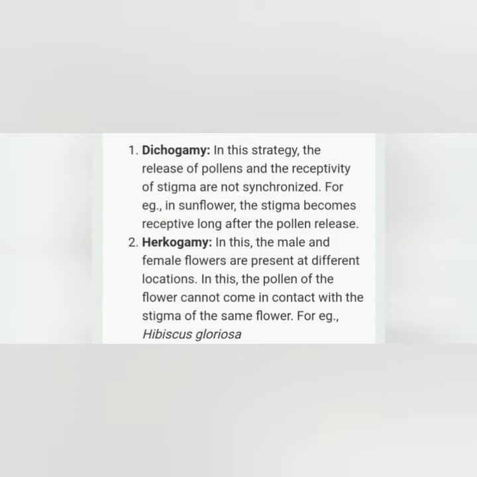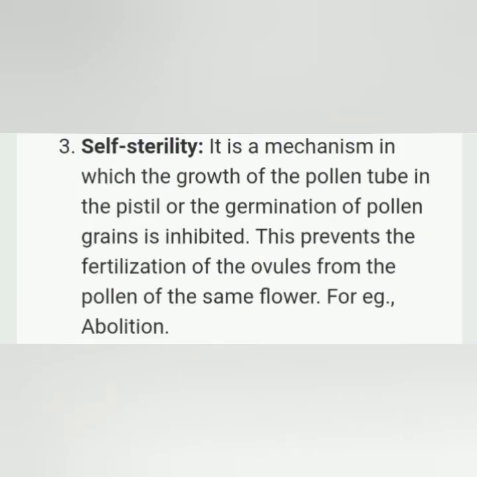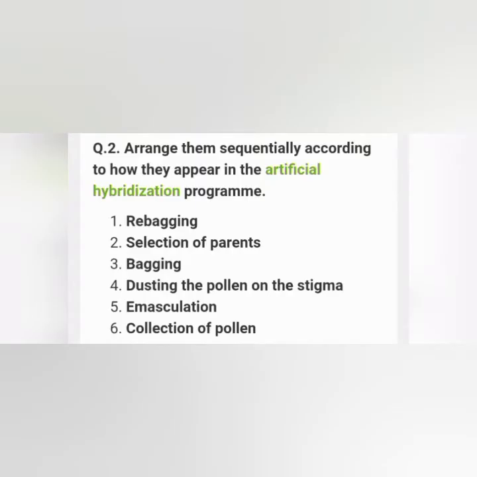2. Hercogamy. In this, the male and female parts are present at different locations, so the pollen of the flower cannot come in contact with the stigma of the same flower. For example, Gloriosa. 3. Self-sterility. It is a mechanism in which the growth of the pollen tube in the pistil or the germination of pollen grains is inhibited. This prevents the fertilization of the ovules from the pollen of the same flower.